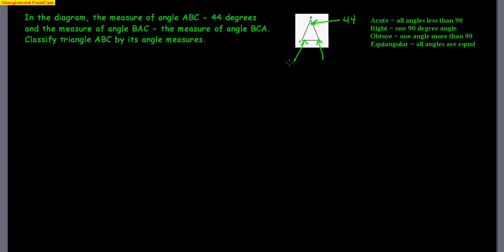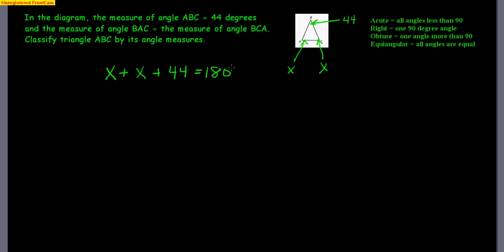They don't tell me what it is. That's what I'm looking for to solve the problem. So I'm going to label those both X because they tell me that they're equal. One thing you need to know, and you may know this already, is if I add up the three angles in a triangle, they always add up to 180. It doesn't matter what kind of triangle you have in our known universe, they're going to add up to 180.